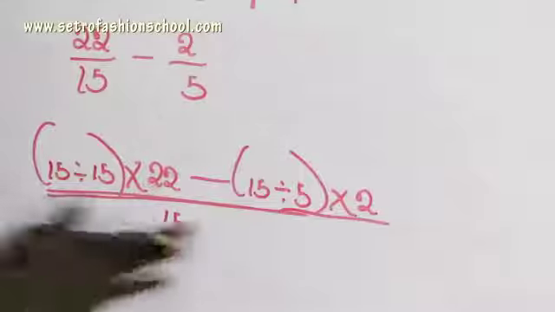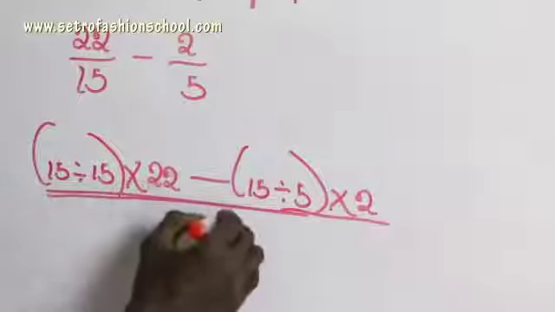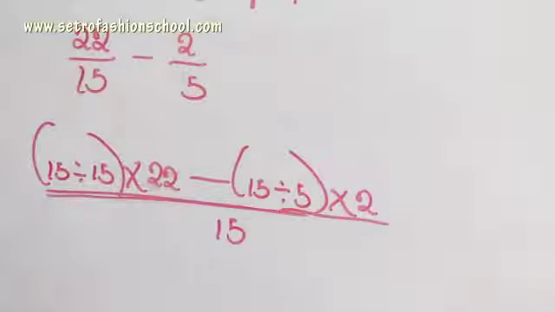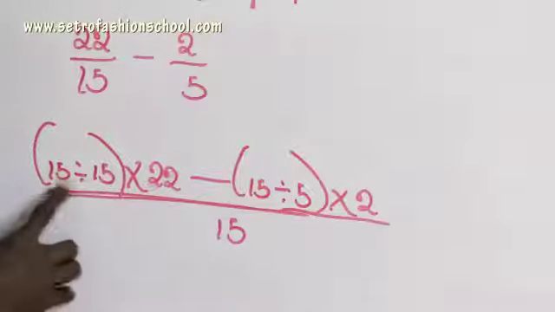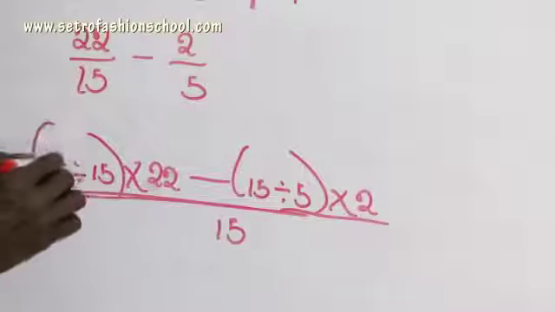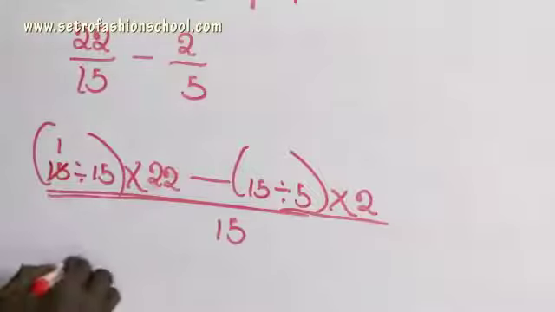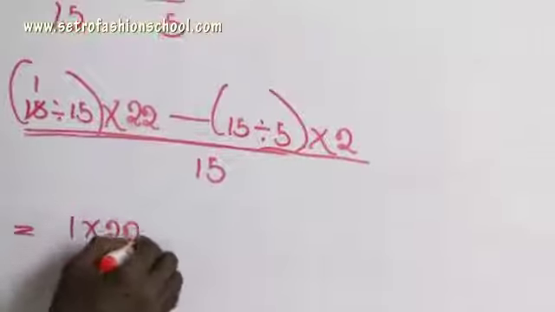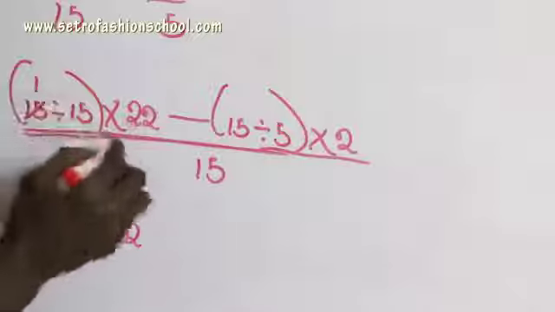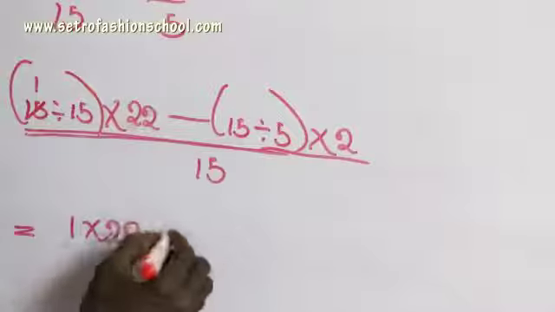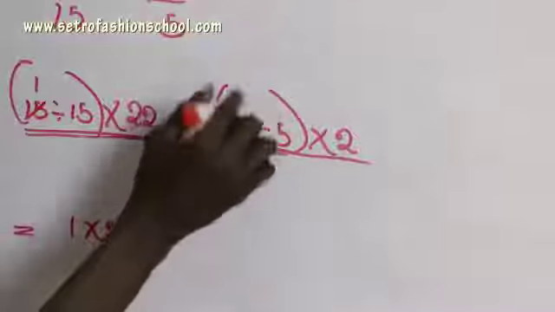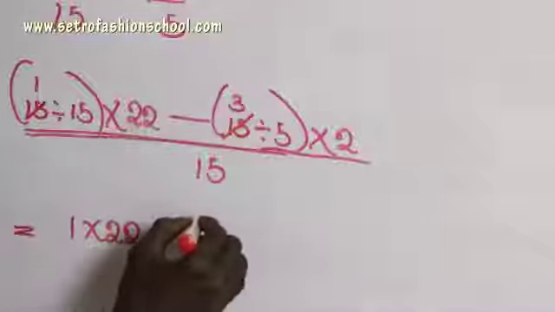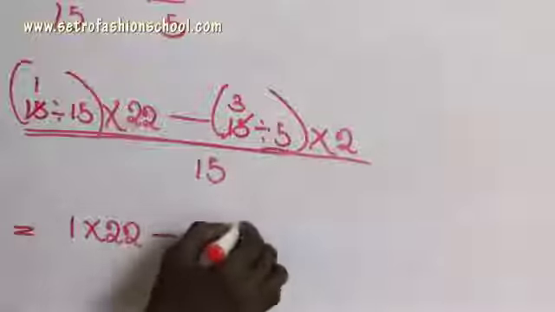So that it won't fall off, make it at the center. Now, what you are going to do is divide. 15 divided by 15 will give you 1. 1 times 22 will give you what? The answer we have here is 1 times 22, minus 15 divided by 5, which is 3, and that's 3 times 2.